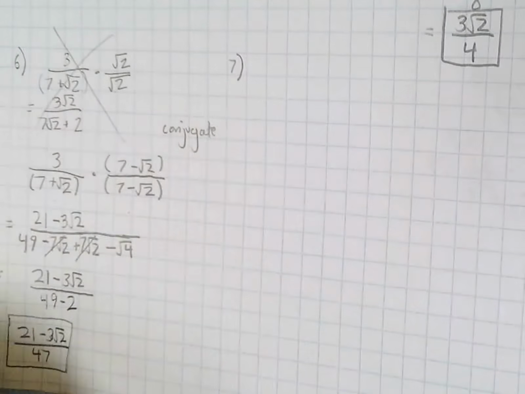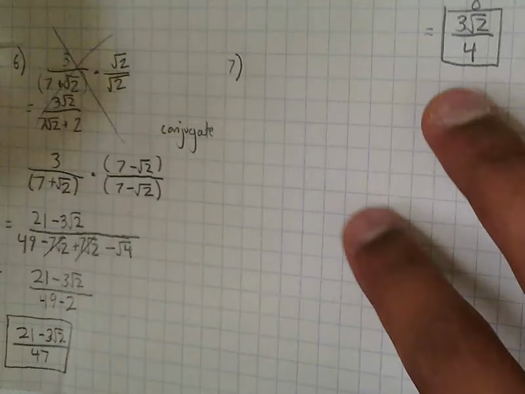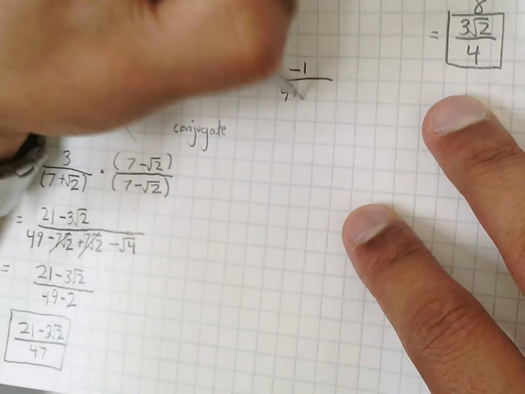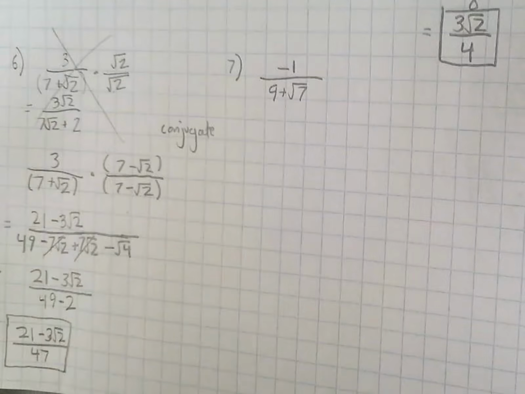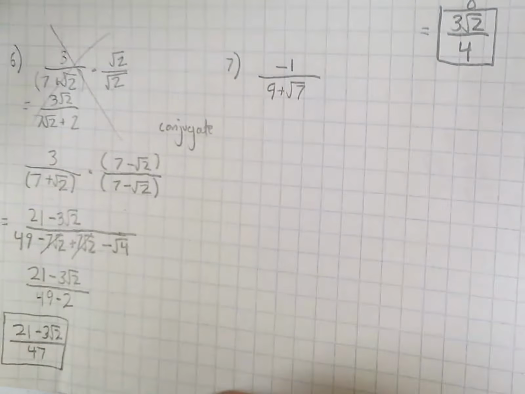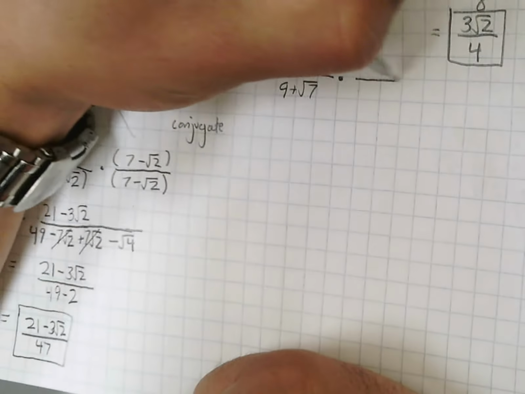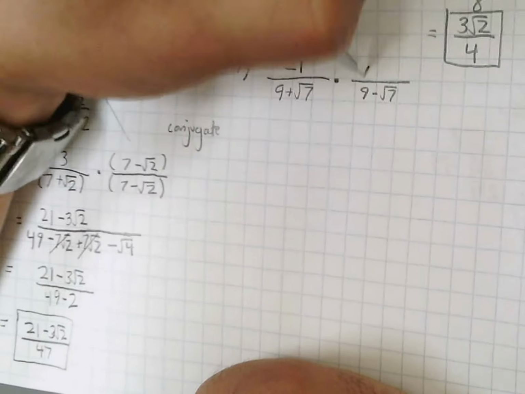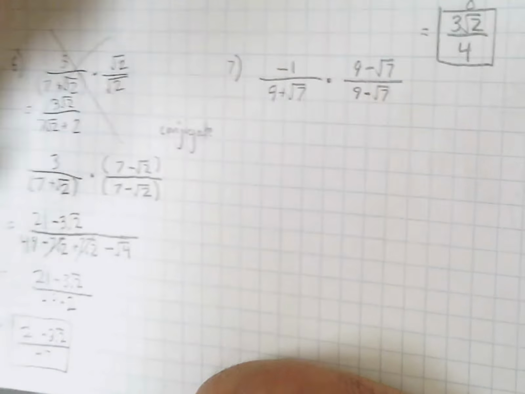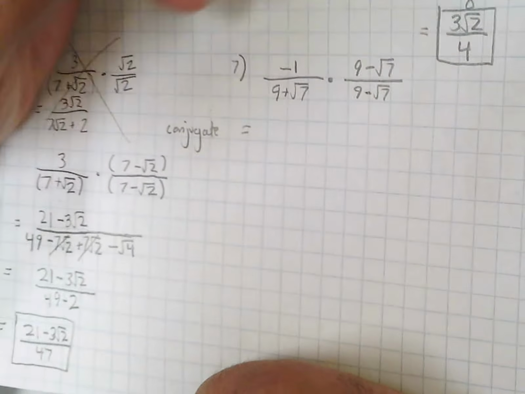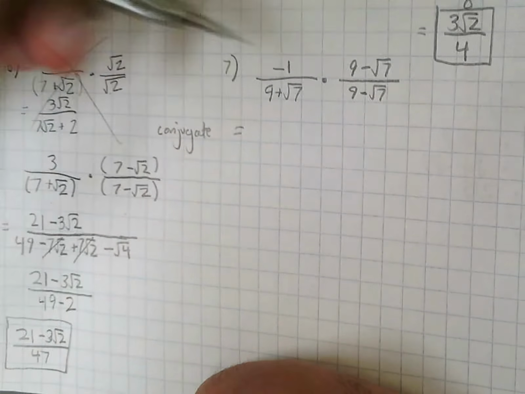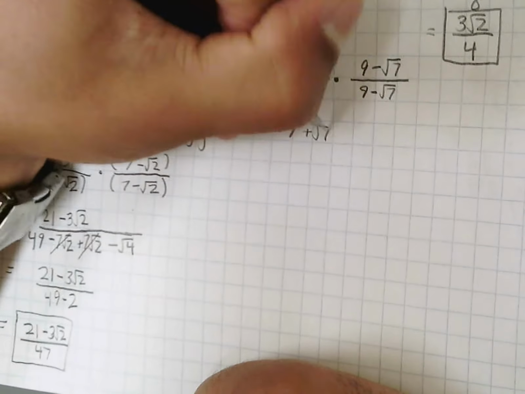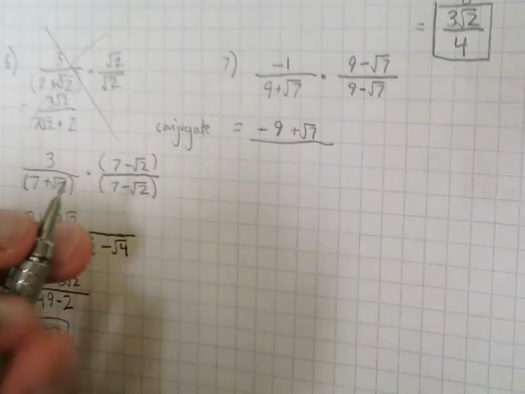I think we can do one more. Yeah, let's do one more. So I've got negative 1 divided by 9 plus the square root of 7. Okay, I've got two terms, so I need to multiply by the conjugate. So I simply change this sign. Then I multiply, remembering that fraction bars act like parentheses. So I need to distribute the negative to each term. So that's negative 9 plus square root of 7. And then I need to FOIL down in the denominator.